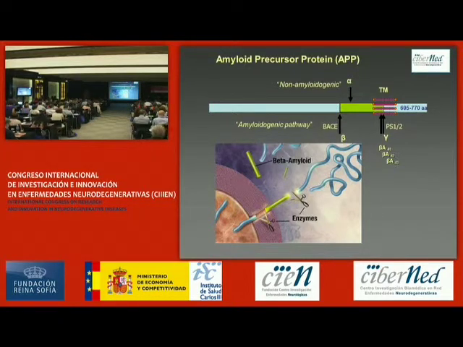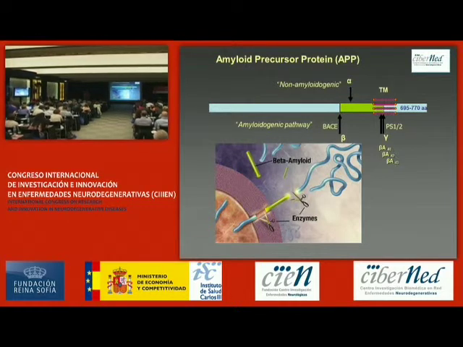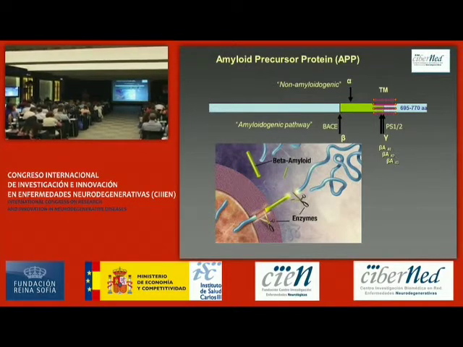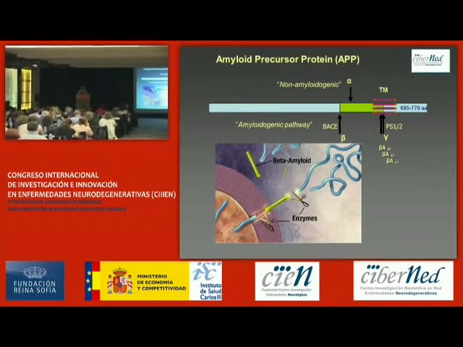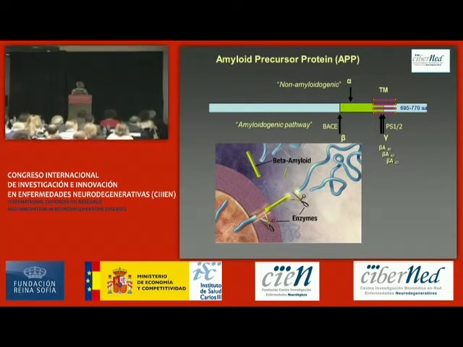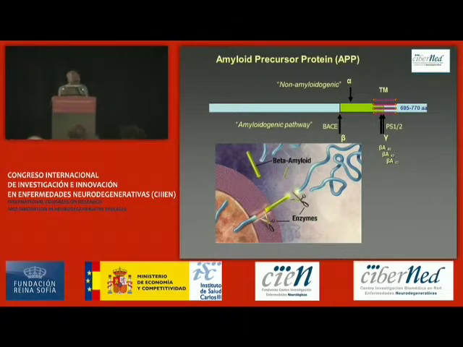And from one of the two different pathways, we can obtain the peptide. The pathway is called the amyloidogenic pathway, and the consecutive proteolytic activity of the beta secretase and the gamma secretase generates peptides with 40, 42, and 43 amino acids.